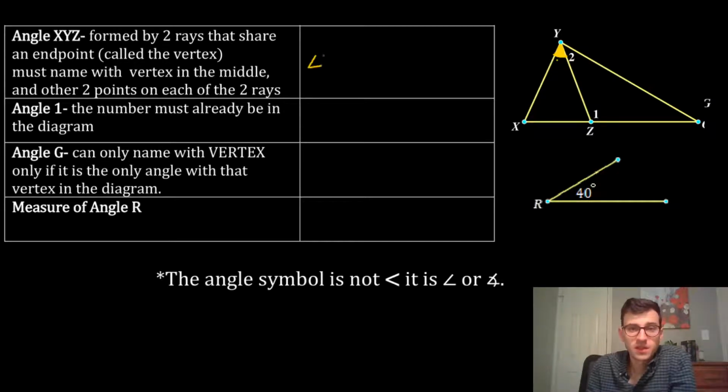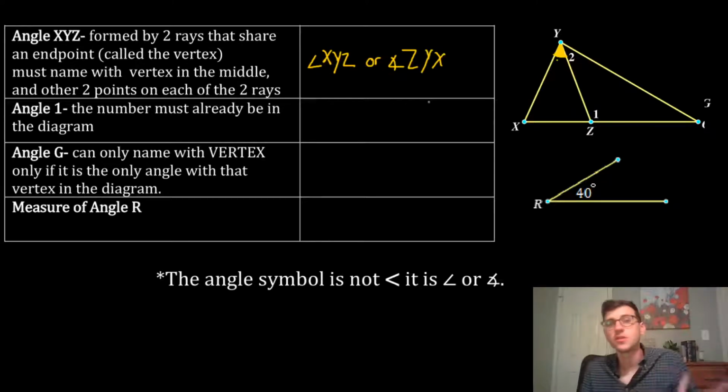We could write it like this, angle XYZ. And note, the angle symbol is that, it's not a less than sign. It could also be this angle symbol. What's another way I could name that angle? As long as the vertex is in the middle, I can switch the endpoint. So I could call that angle ZYX. Either is fine. Those are both referring to the same angle.